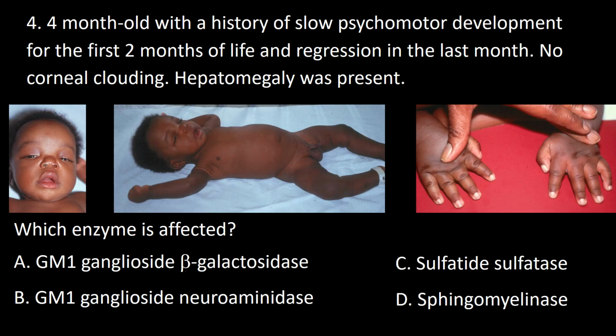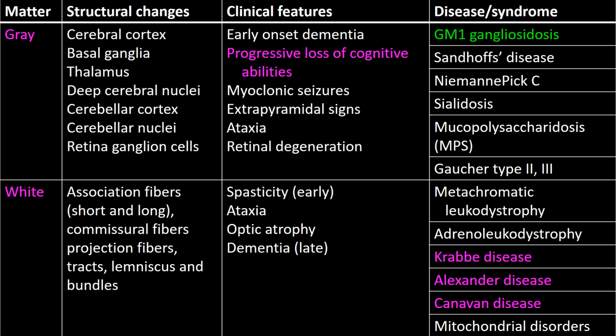Next question. We have here the same scenario as before, so please read it through and then answer the following question. Which enzyme is affected? A. GM1 ganglioside beta-galactosidase. B. GM1 ganglioside neuraminidase. C. Sulfatase. D. Sphingomyelinase.